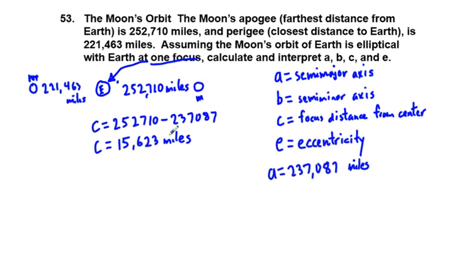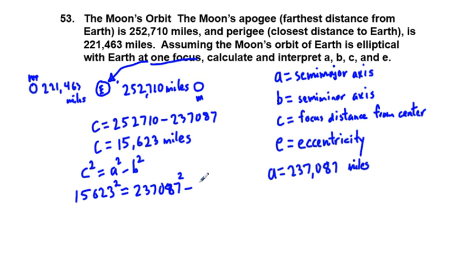Okay, so those are two answers. Now to find what B is, our semi-minor axis, we have the focus formula: C squared equals A squared minus B squared. So we have C squared, which is 15,623 squared, equals A squared, which is 237,087 squared, minus B squared.